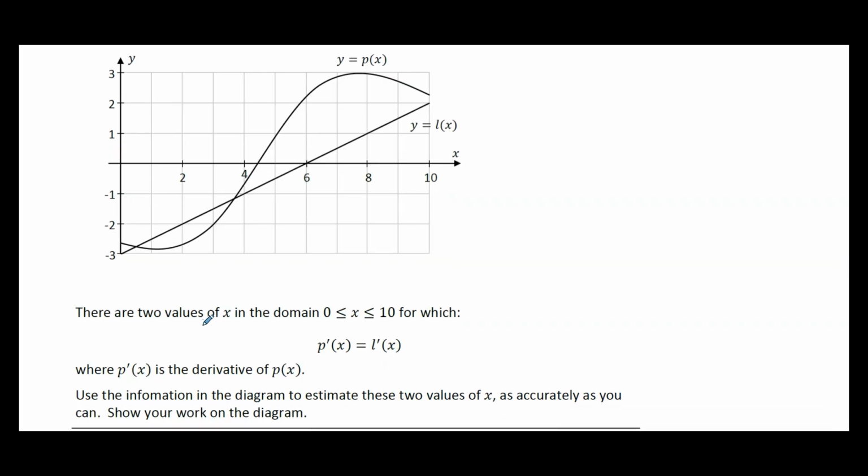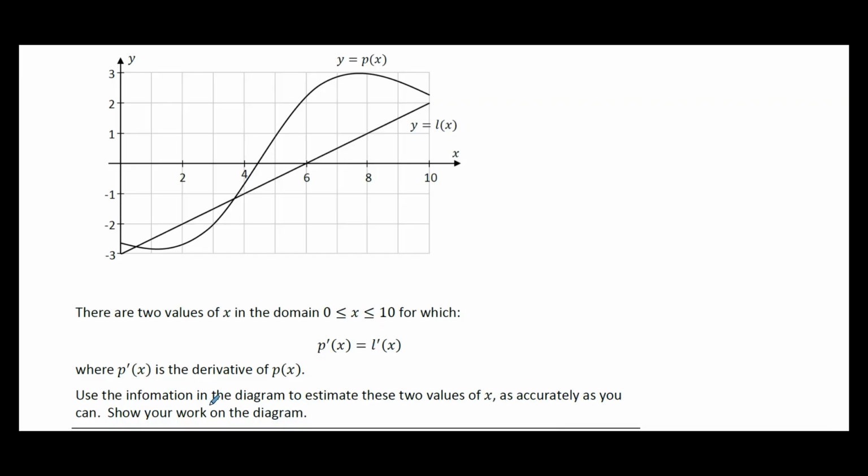There are two values of x in the domain 0 to 10, so two values of x in this graph for which, and here we have the equation written. So how do we understand this? The first thing you will be thinking is, well, the derivative of the cubic function is the same as the derivative of the linear function. Okay, but we don't have the functions, therefore we cannot create the derivatives, therefore we cannot equate them. So how are we going to solve it?